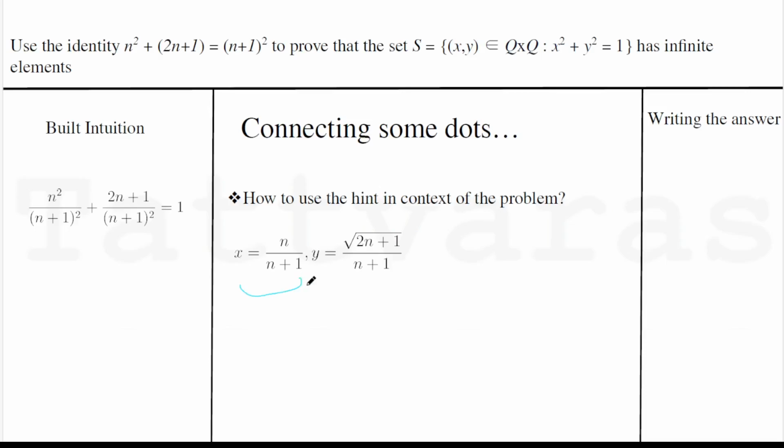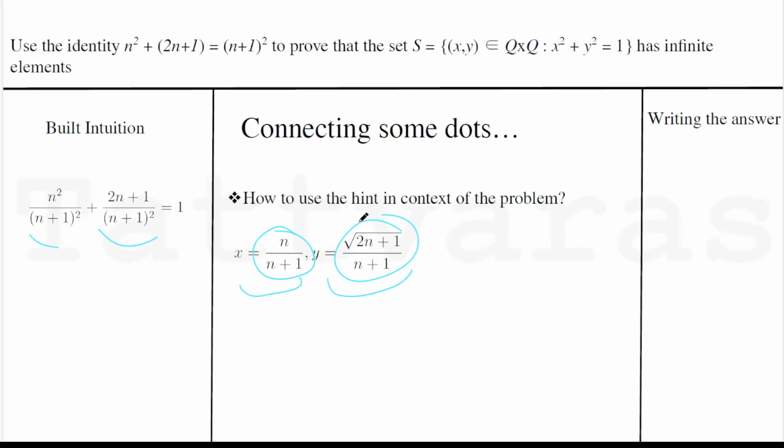Take x as this and y as this, basically the square roots of these things. And then look at things. This here is a rational number for sure, no matter what the value of it is, because a rational number is the ratio of two integers. And in this case the denominator is definitely an integer. The numerator is slightly tricky. Is it or is it not an integer?